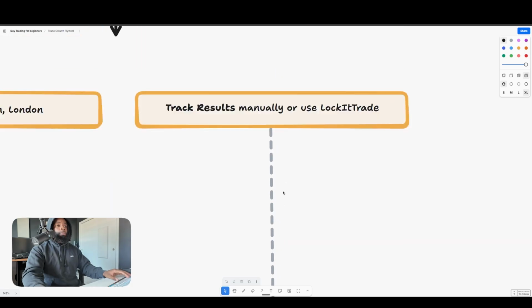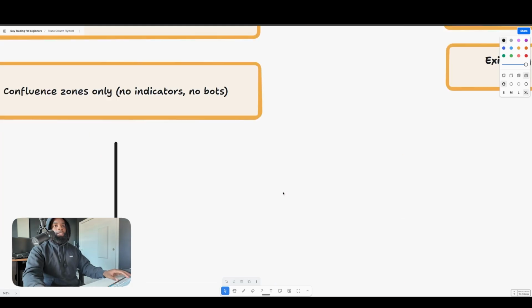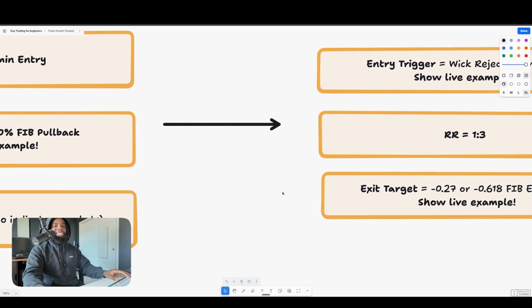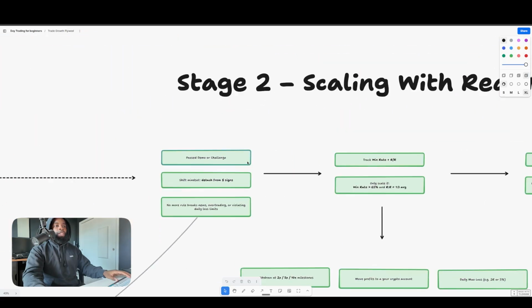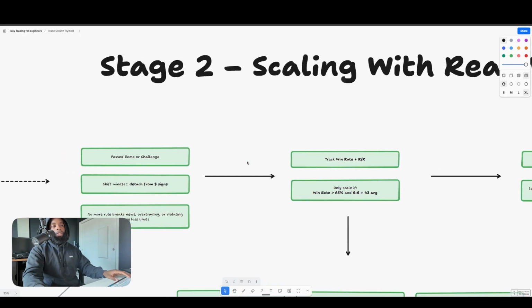So that part is important. You want to track that. That's the only way to get consistency throughout this entire flow. Now, after that, you want to move to stage 2. This is the hardest part. Scaling.